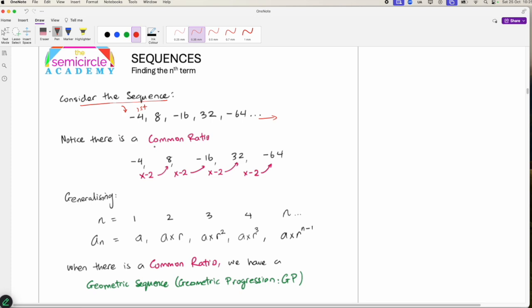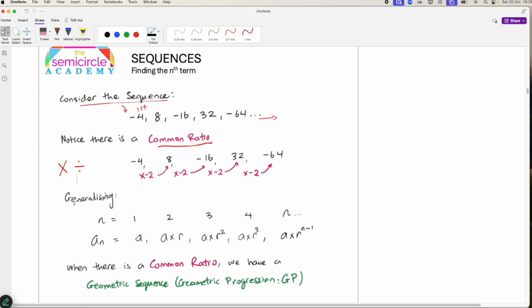Notice there is a common ratio now. We call it a different one because this one has to do with multiplying or dividing. And we don't ever really deal with dividing, we just deal with multiplying by a fraction. But you can see that -4 times -2 will give me the next term. Times -2 again will give me the next term. Times -2 again will give me the next term. So on and so forth.